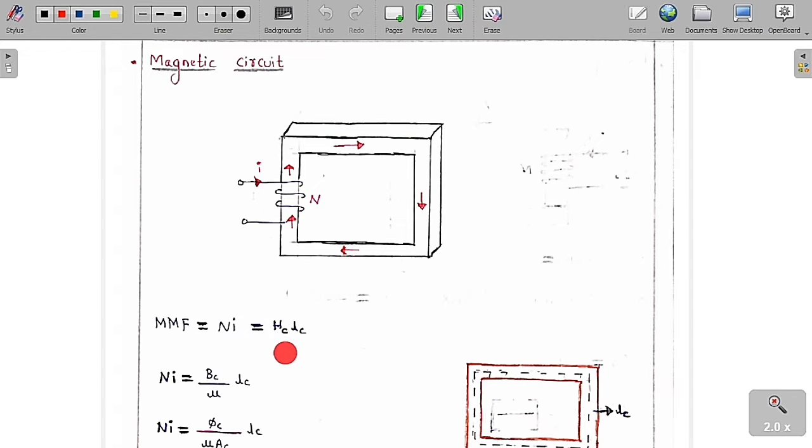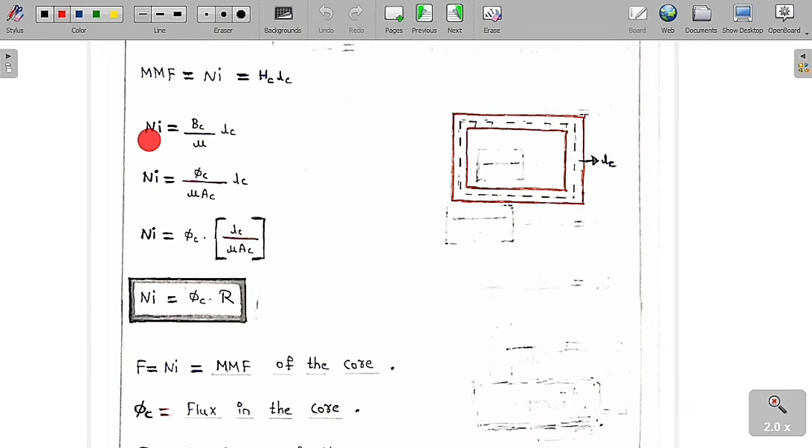Hc is called the magnetic field intensity in this core and Lc is the mean length of the core. So we can say Ni is equal to Hc into Lc, or simply H into L. As I've already told you, H is nothing but B by mu. So Ni is equal to Bc by mu into Lc. As I've already told you, Bc is equal to flux per area, so flux in the core by area of the core. So Ni is equal to phi c into Lc by mu Ac. This is called the reluctance of the core. So Ni is equal to flux in the core into reluctance R.